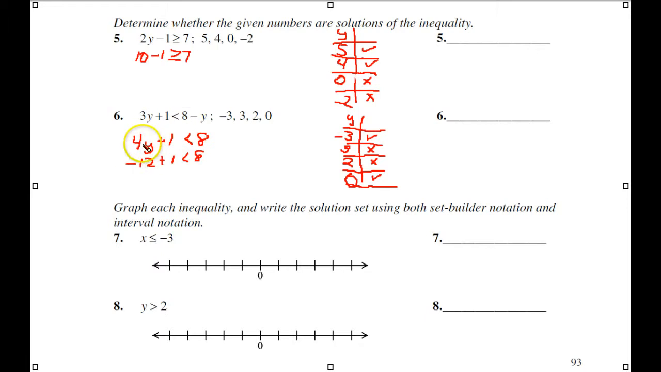Now if we put a +3 there, that makes this a +12 plus 1, that's 13. That's not true. And if we put a 2 in there, that's not true. And if we put a 0 in there, plus 1 is less than 8. So that checks out.